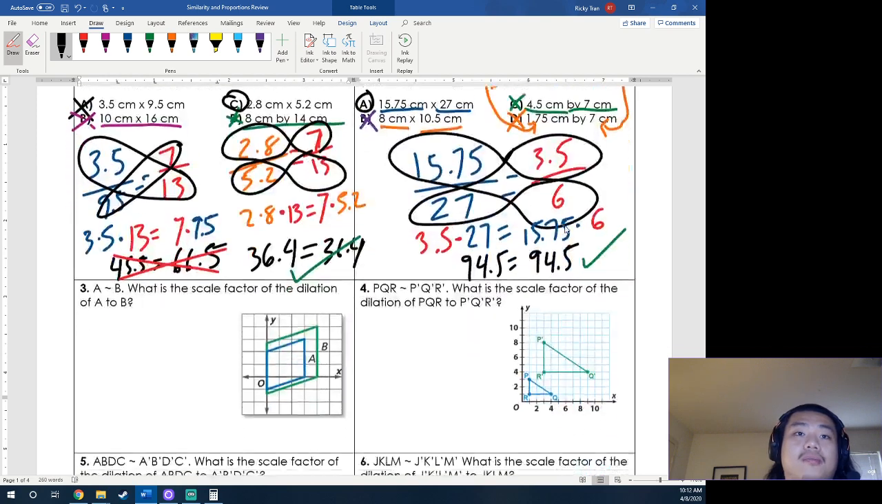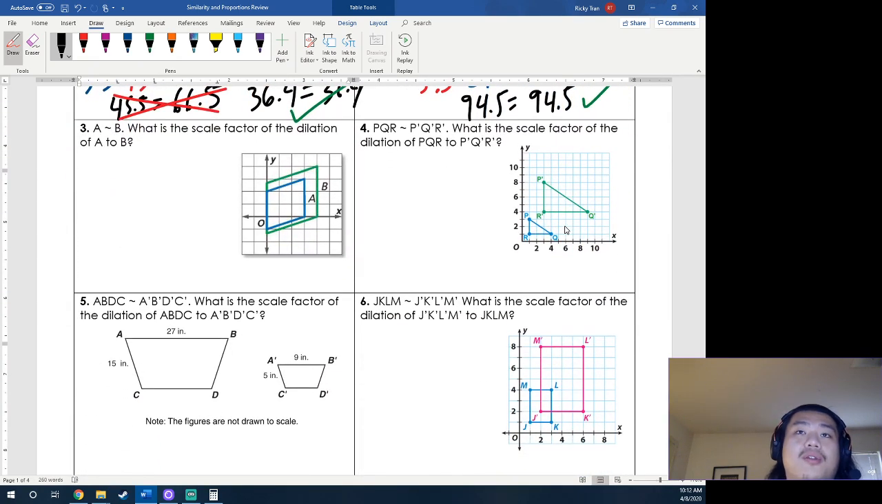All right, awesome. Let's take a look at number 3, number 4. Okay, now it's asking for a scale factor. If you remember, scale factor is basically the comparison of the size of one shape to another. When it says A to B, or the first shape to the second shape, we're going to create a fraction. Whatever measurement is of the second shape is going to be over the first shape. So B to A is going to be B over A.